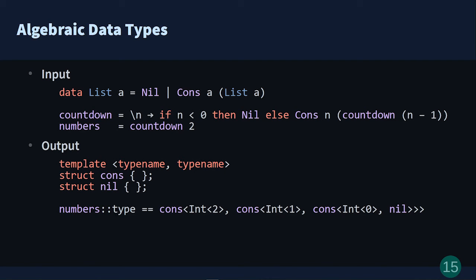We can now check that the numbers list contains what it should. If we force the compiler to perform the computation, which we do by accessing the inner member type, we can see that the result is indeed a list which contains 3 cons cells with the numbers 2, 1, and 0. This is the standard representation of lists.